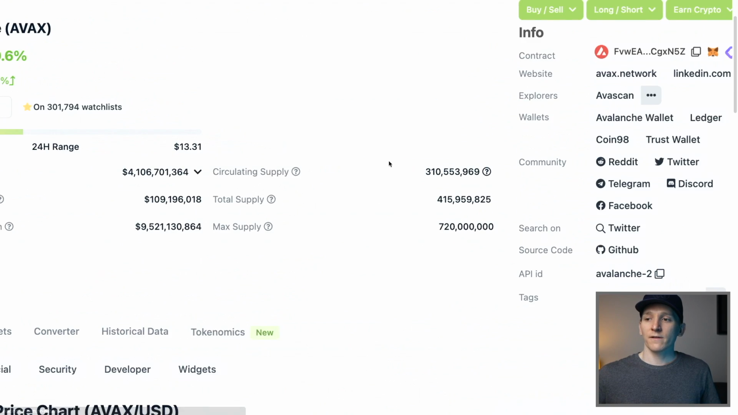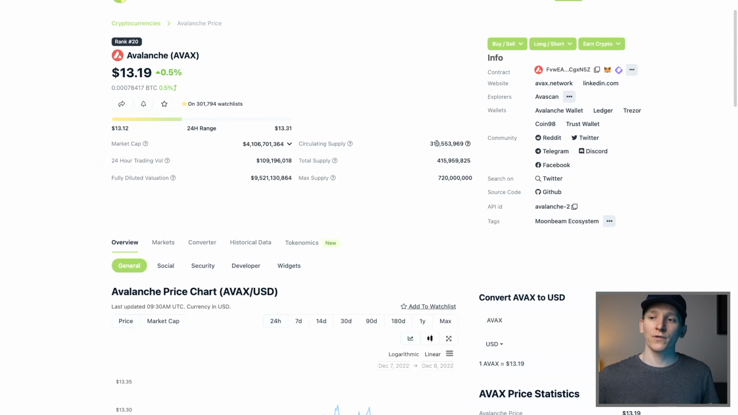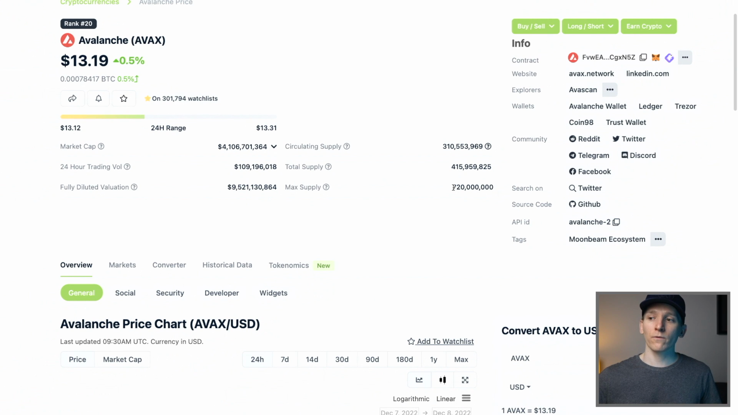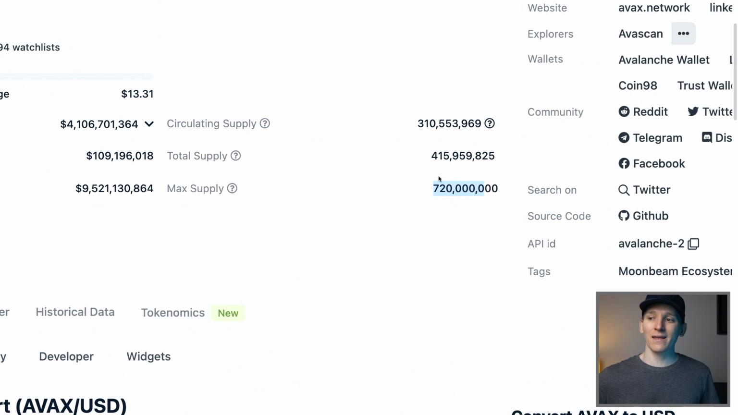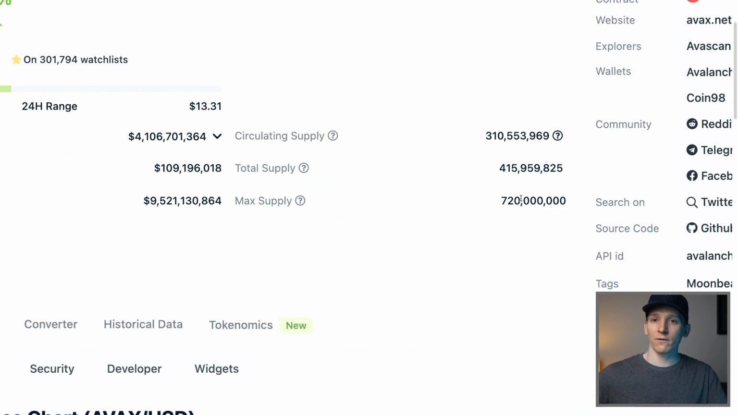What we can see is that the circulating supply of Avalanche is 310.5 million, but the max supply is 720 million. So not even half of the total supply of Avalanche coins are in existence. That means that every time you're paid a staking reward, the staking reward comes from the creation of new coins, right? They're dipping into this supply that isn't currently in existence and isn't currently circulating. And they're taking that new supply, creating a new coin out of nowhere and giving it to you.